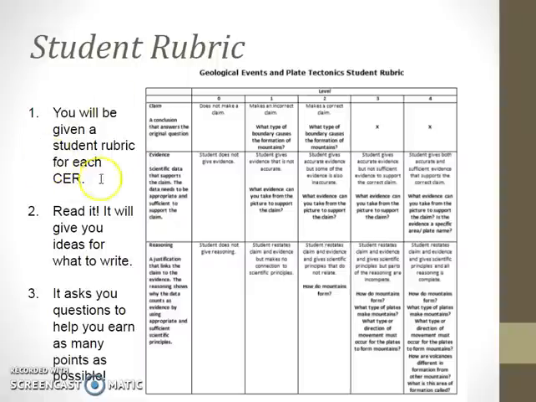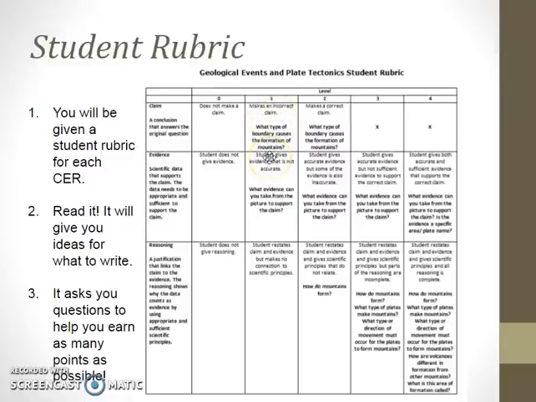It says you'll be given a student rubric for each CER. Number 2, read it. It'll give you ideas for what to write. 3, it asks you questions to help you earn as many points as possible. Read it. So if you take a look for the claim, you get 0 points if you don't write a claim. That makes sense. You get 1 point if you write a claim but it's incorrect.